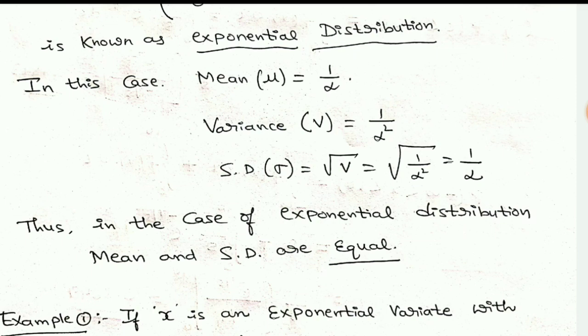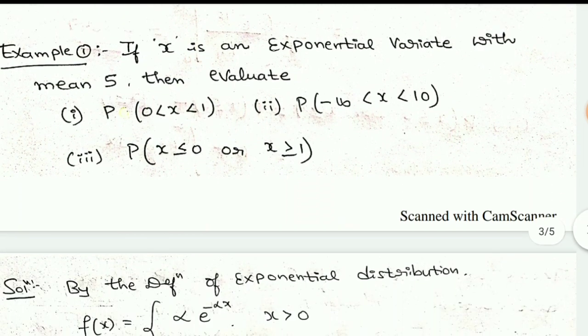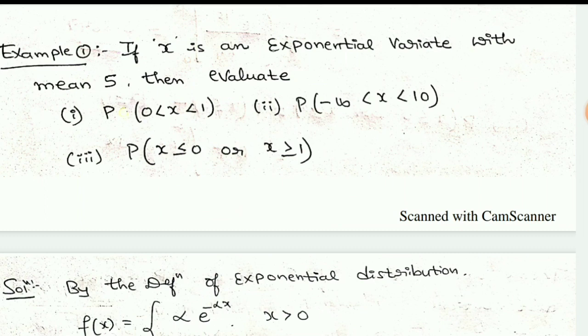Now let us try to understand this with an example. I'll take two examples. First one. If x is an exponential variate with mean 5. So they have given x is exponential. They have given the value of mu, that is mean is 5. Then we have to evaluate p of 0 less than x less than 1. Second one, p of minus infinity less than x less than 10. And third one, p of x less than or equal to 0 or x greater than or equal to 1.